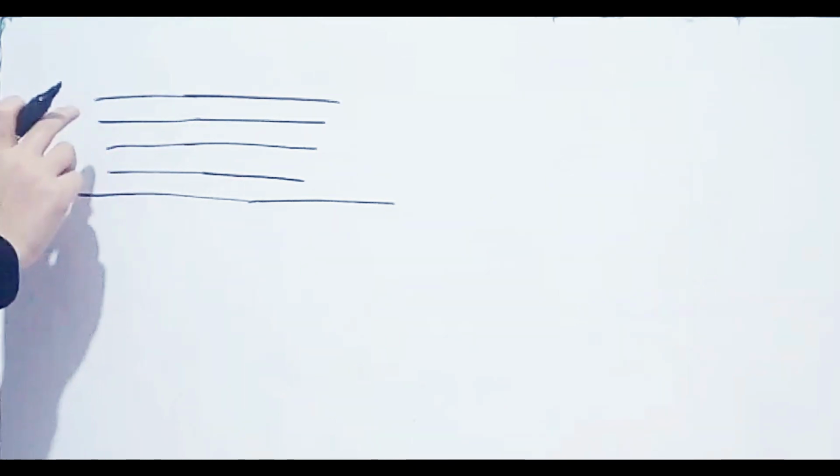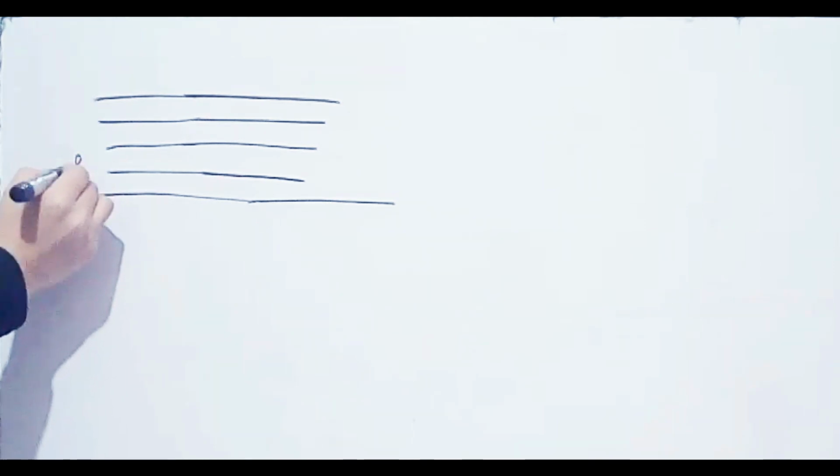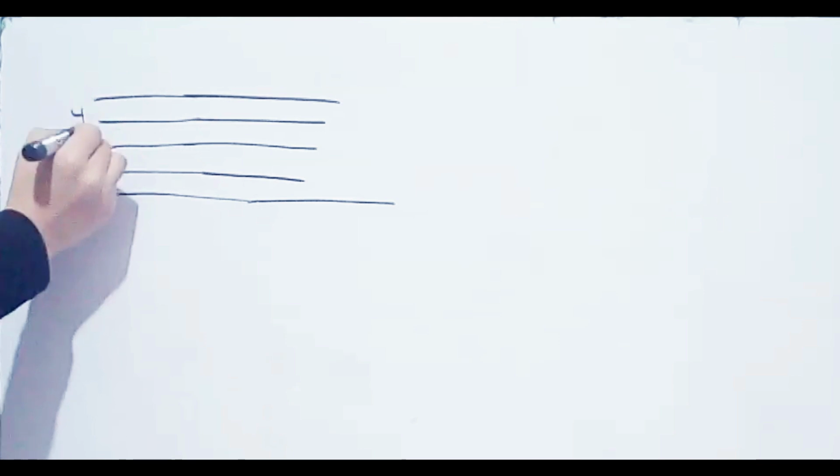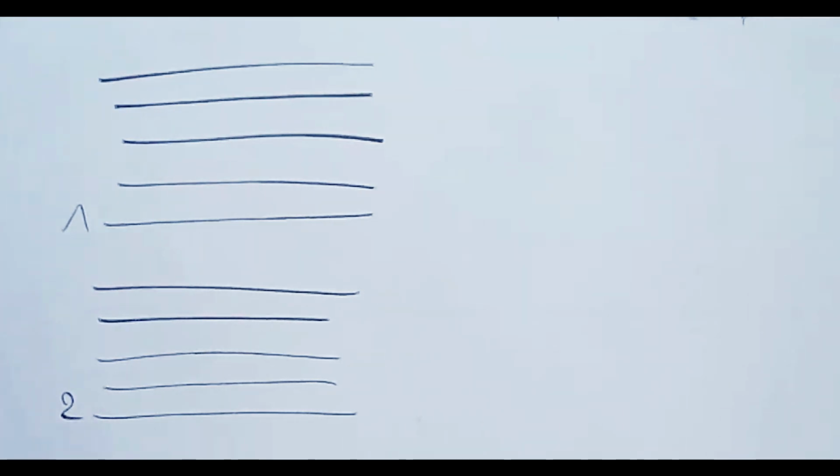So let's start writing from the first letter, which is A, to the last letter, which is Z. Those are the lines that you found in your copybook. This is the first line, this is the second, third, fourth, and fifth. So this is how to write the capital letter A.